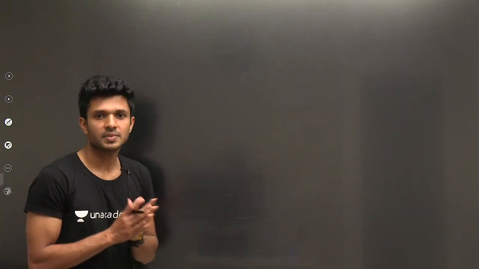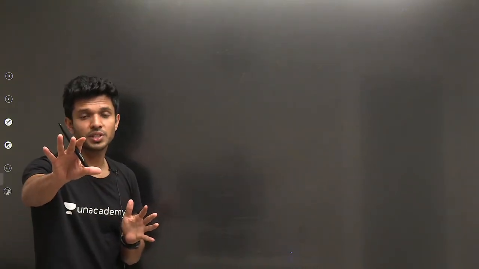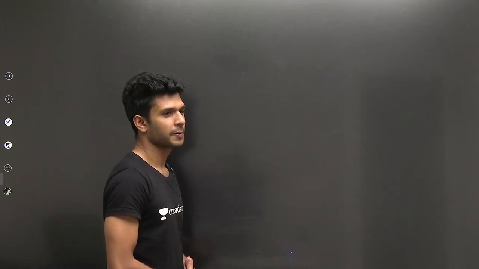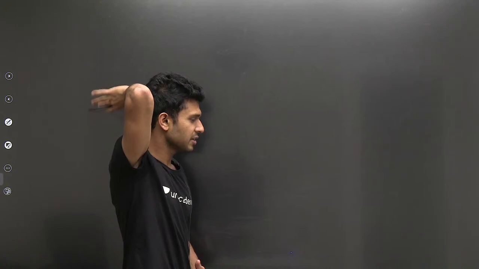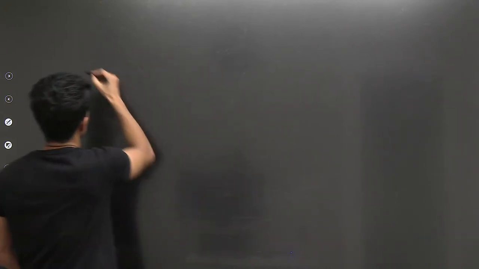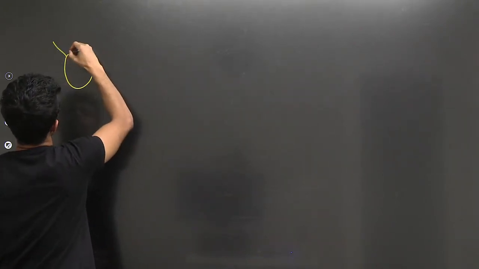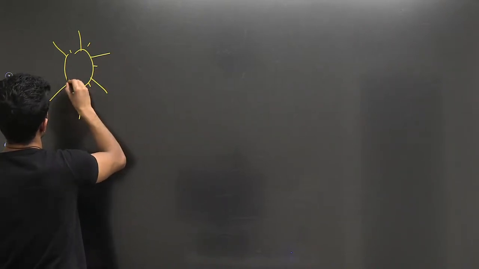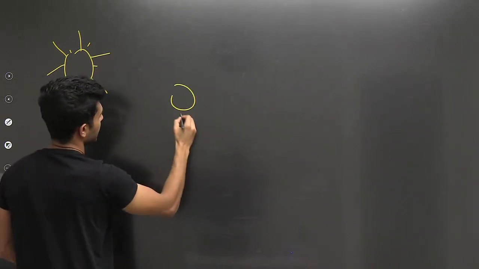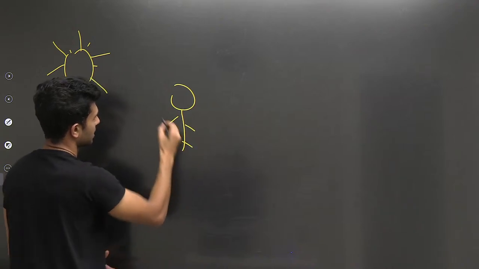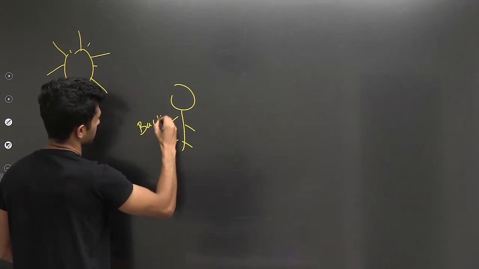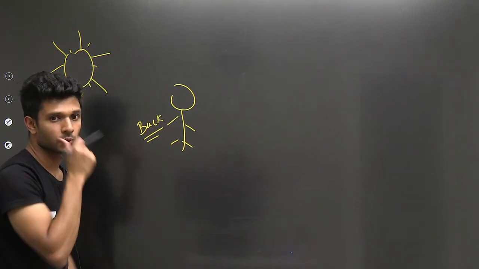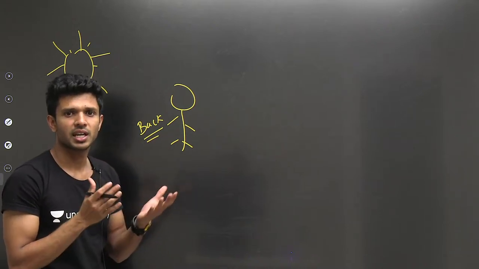Now, let us understand how this rainbow is actually formed. Think that I'm standing like this. Okay, I'm standing like this, and my backside is facing what? My backside is facing the sun. We have a sun, a yellow color sun. Haan, sun to hai. And we are standing like this. This is our backside. If you stand like this only, we will be able to see the rainbow. Let's see why.